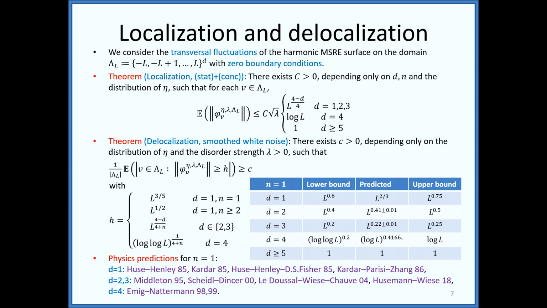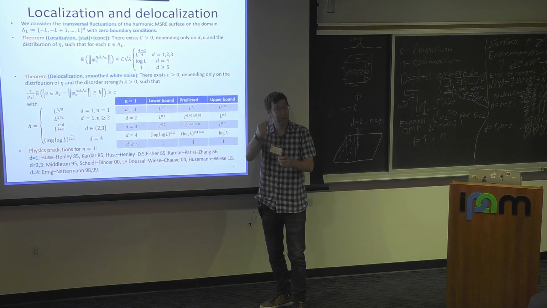We have the following. In dimension 1, when the codimension is 1, it is expected, as we said, that the height fluctuations are L to the 2/3. And we may show that they are between L to the 0.6 and L to the 0.75. In dimension 2, where such a model has not been investigated before in the mathematics literature, there are numerical simulations of Middleton saying that it should be still a power.